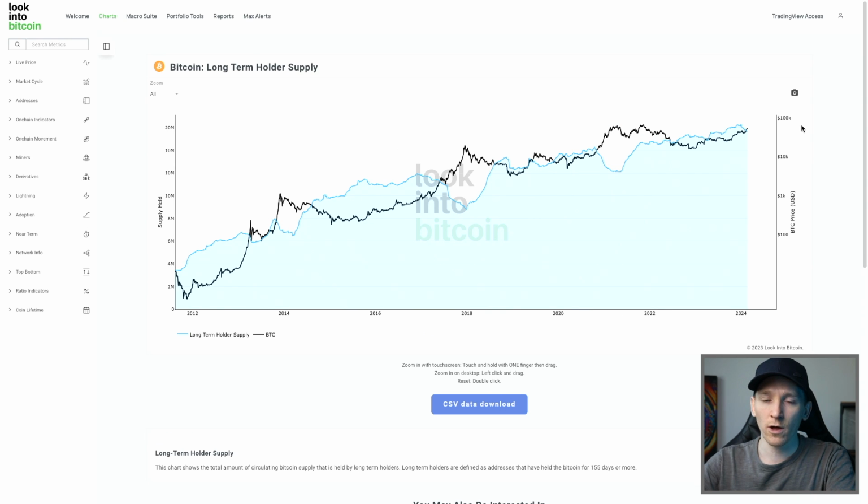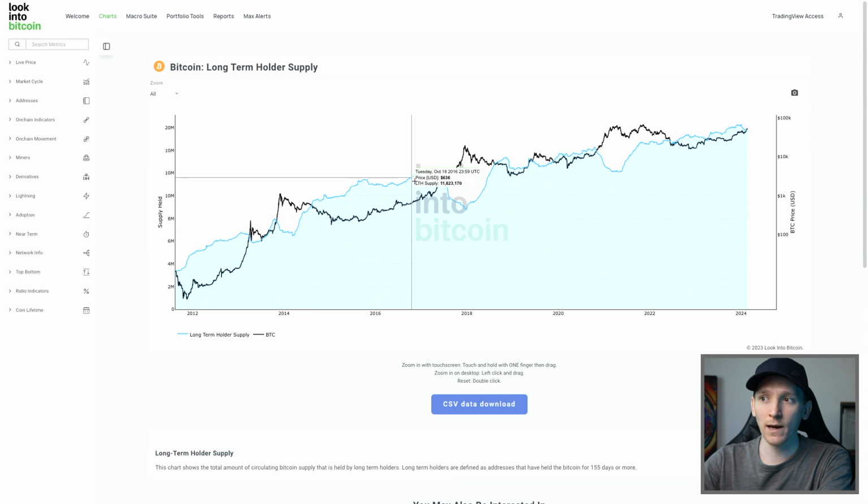You also have long-term holder supply. What you can see is that this dips down during the very peak of bull markets. So if you're looking at this and you're new to Bitcoin or crypto, you don't really know if the prices are overextended or not, long-term holders pretty much know. And so you can see that long-term holders actually sell their crypto during the very peak of a bull market. And then as the price comes down, they buy again.